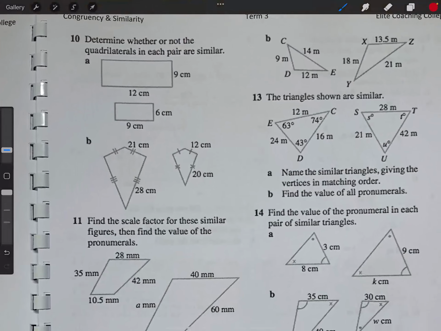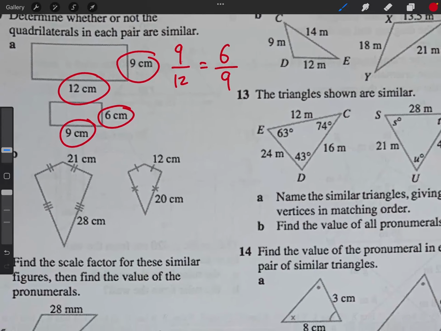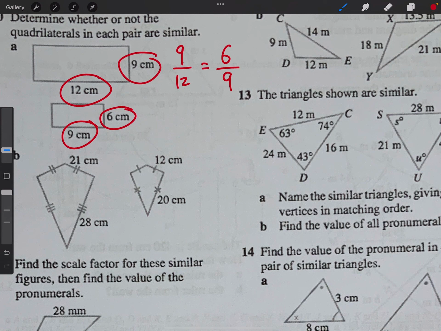Okay. Determine whether or not the quadrilaterals in each pair are similar. So to determine whether these two shapes are similar, they have to have the same ratios of the sides. So I can say 9 divided by 12 is equal to 6 divided by 9. Now, are these the same? Well, let's test it. To see if they're the same or not, we can cross multiply. That's the fastest way. Okay, so I can say 9 times 9 is equal to 6 times 12.